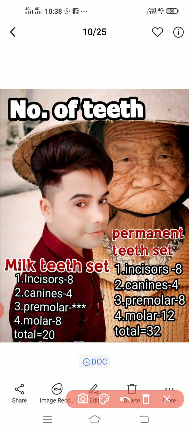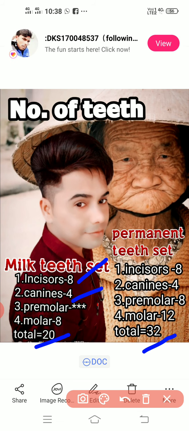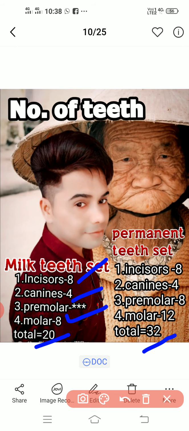So how many total milk teeth are found? 20. How many total permanent teeth are found? 32. Okay. The number of incisors in the milk teeth set is 8. The number of canines in the milk teeth set is 4. Number of premolars. Dear students, premolars are not found in the milk teeth set. Just keep it in your mind. In the milk teeth set, what is not found? Premolars are not found. And how many molars are found? 8 molars are found. Okay.